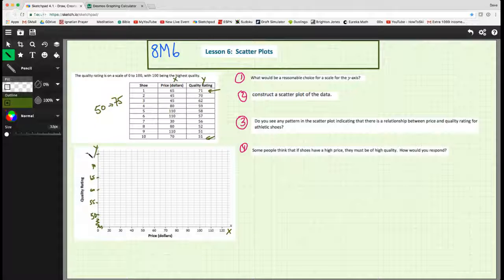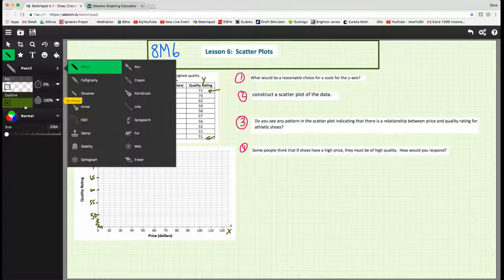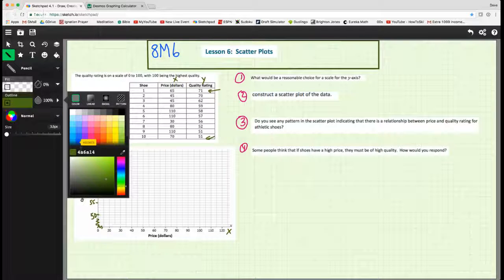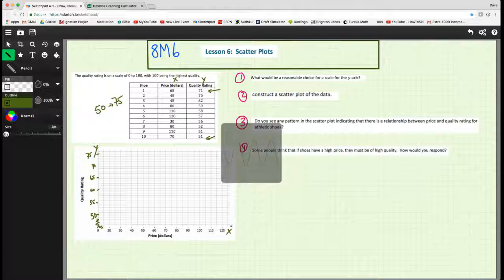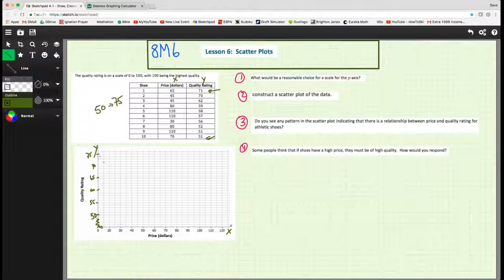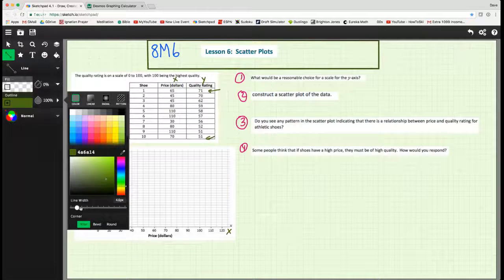And you know what I'm going to do to make this a little bit easier? Let's make some nice skinny lines that go across here so that it'll be easier to make our points. Wait, why did it not change? We want our line width to be 1.